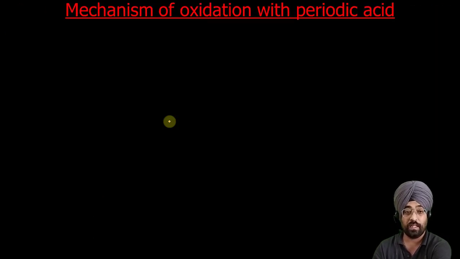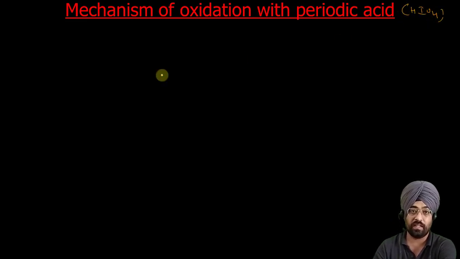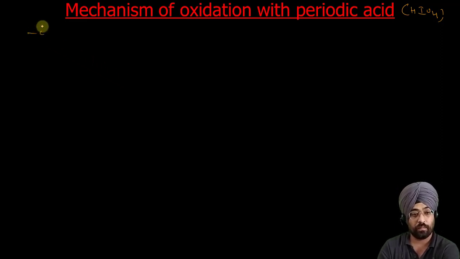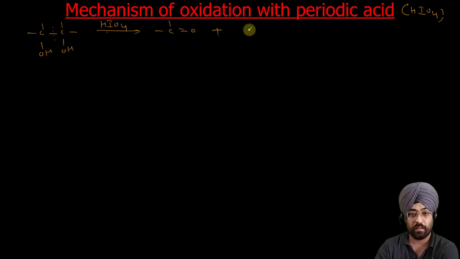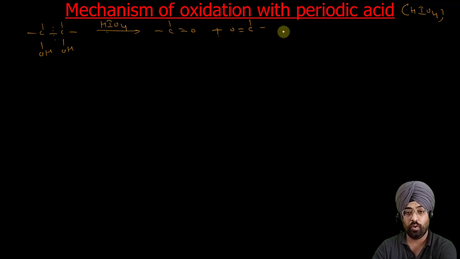Now let us see the mechanism. Let us first do the mechanism with periodic acid, HIO4. Let us see how this reaction takes place. Suppose we have any diol in which the OH groups are present on adjacent positions. Now if we add HIO4, then as you know, this bond will get cleaved, giving C double bond O plus C double bond O, plus HIO3 plus water.